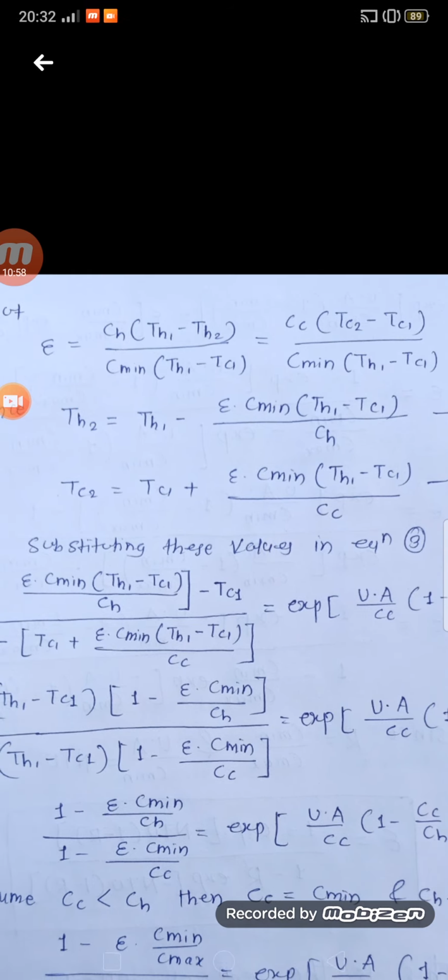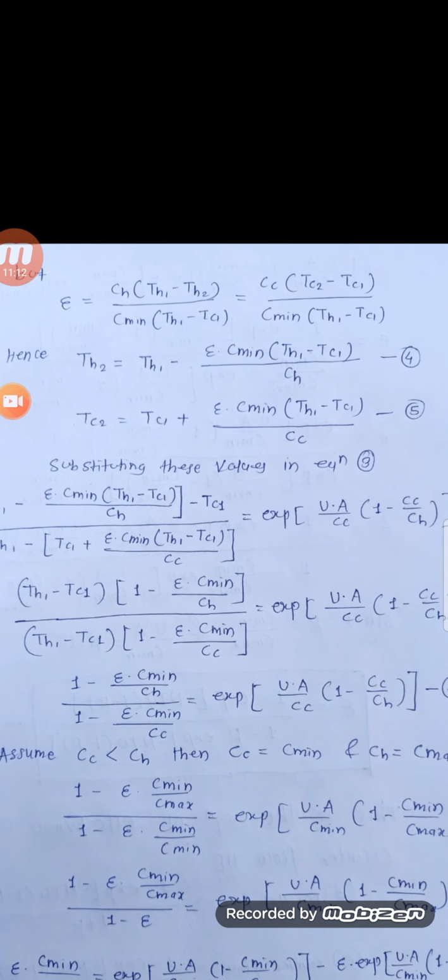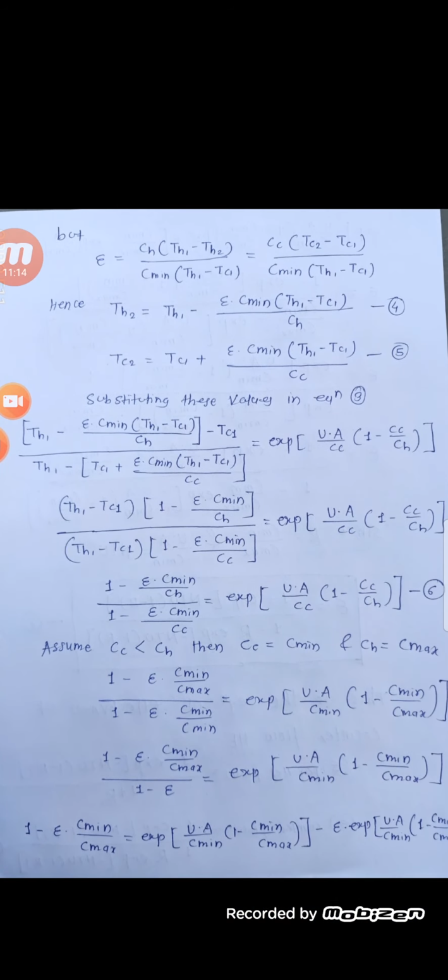Similarly, epsilon is equal to this term, so from that we have to write the value of TC2. So TC2 is equal to TC1 plus epsilon into C minimum into bracket TH1 minus TC1 divided by CC, and that equation is equation number 5. So substitute these values in equation number 3. We have to put the values from equation 4 and equation 5 into equation number 3.